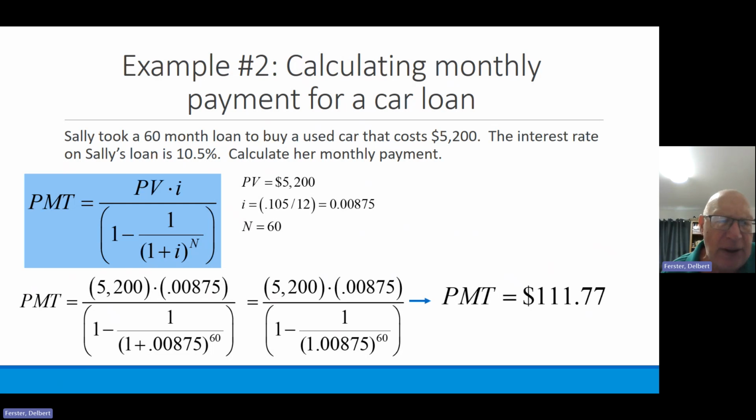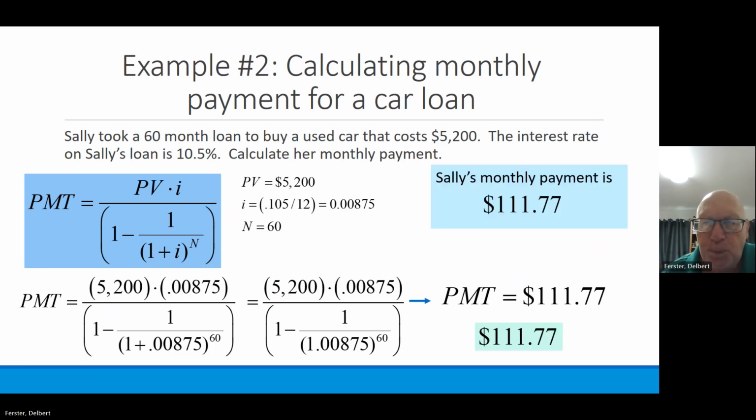It's not bad, but you know, a good calculator still gives us the opportunity to crunch some numbers and get an answer without a whole lot of stress. Sally's monthly payment, $111.77. Go, Sally.